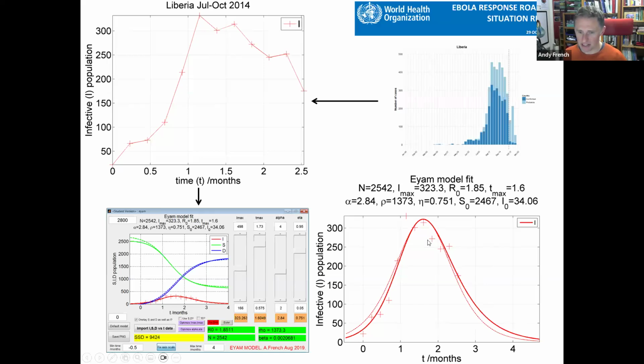For this one, we found Tmax is 1.6 months, Imax is 323.3, alpha is 2.94, and eta is 0.751. These are the parameters we've got here. From there, you can work out some really useful things. You can work out the number of susceptibles, because you're now solving the EAM equations, so you have everything. You can work out the critical ratio, alpha over beta, which is 1.373. Importantly, you can work out the number in the population in the first place, which is 2,542. Obviously, that might not be entirely precise, but these are numbers you wouldn't otherwise know.